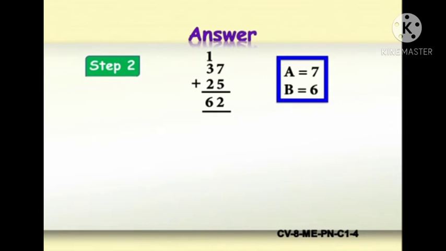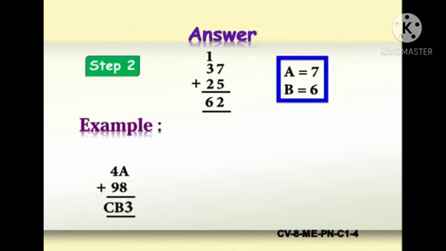Children, here is one more example on addition. Find the value of A in 4A plus 98, which is equal to CB3. Answer. Here is the procedure.